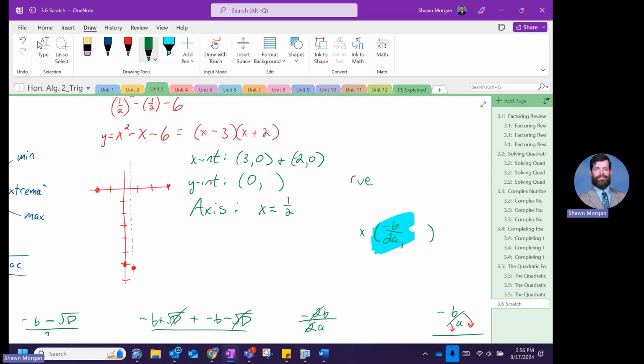Y'all are going to have some Delta Math homework practice with this, and it's going to give you an equation and ask, what's the axis of symmetry here? Just say x equals the opposite of b over 2a, and you're done. It's just that fast. Okay? That's the axis of symmetry.